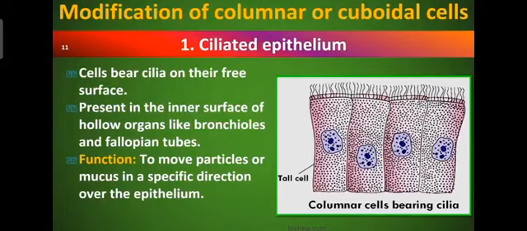So these cilia are moving, and they are transporting or moving the particles or the mucus in a particular direction. So they give the direction to the mucus or to any particles. In the fallopian tube, that is the movement of the egg. So for the egg, these cilia help in the motion or movement of that egg. So these are called the ciliated epithelium.